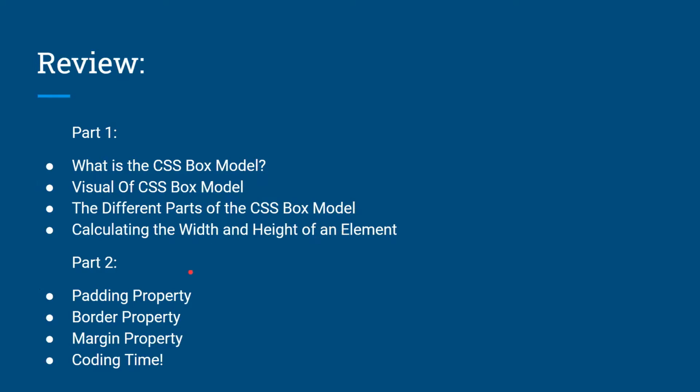And then in part 2, what we're going to be doing is lots of coding. We're going to be looking at the padding property, and how to write that. Also the border property and the margin property. So, how can we actually set this box model? How can we add padding? How can we add border? How can we add margin? Now we're going to be doing some coding and exploring around with all these properties.